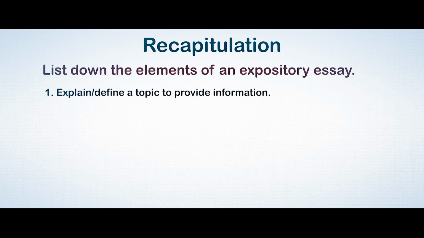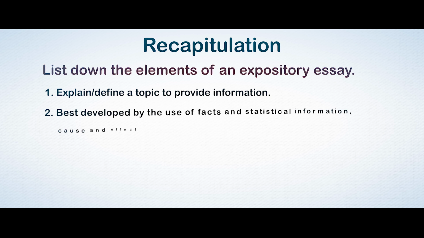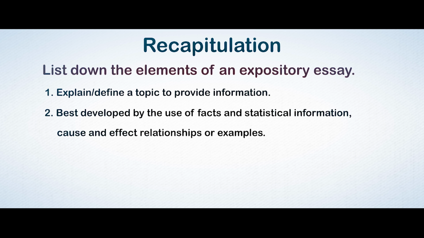Now, how you provide information and what type of information you provide in an expository essay is also very important. Meaning that just providing information is not enough. You have to validate that information with very reliable, authentic, and credible examples and evidence. So this is the reason why the second element of an expository essay says it is best developed by the use of facts and statistical information.